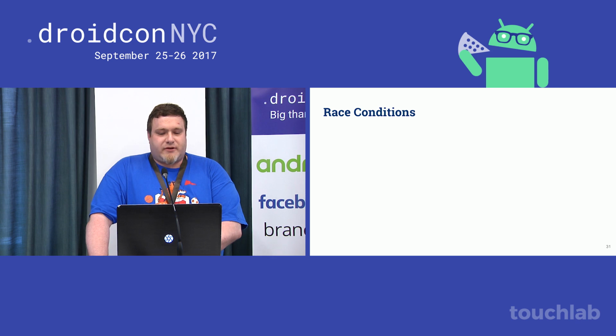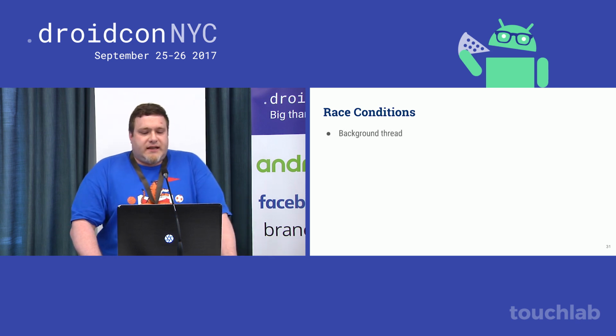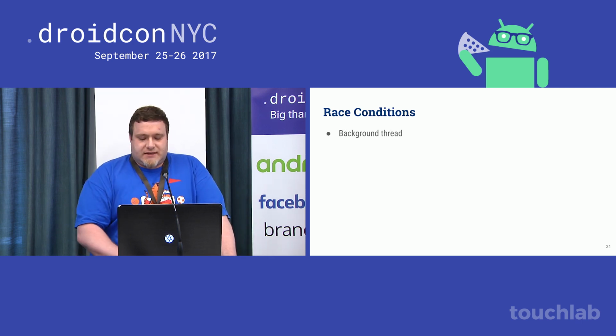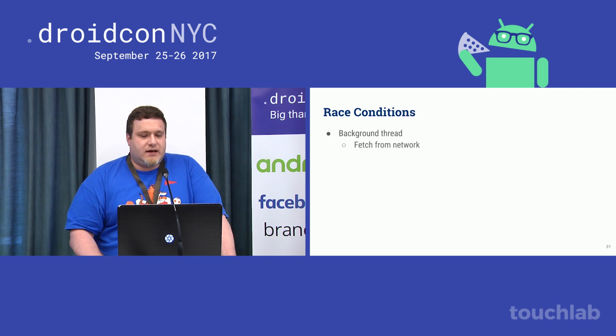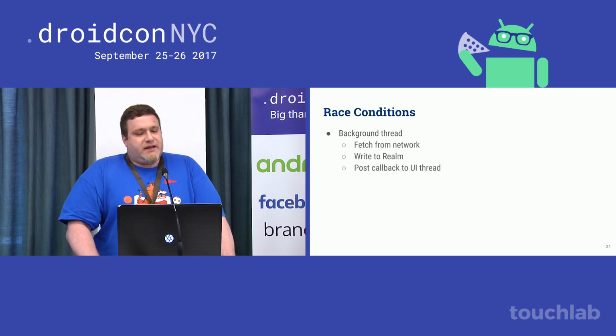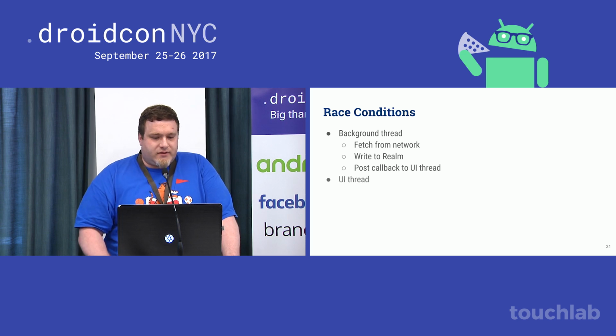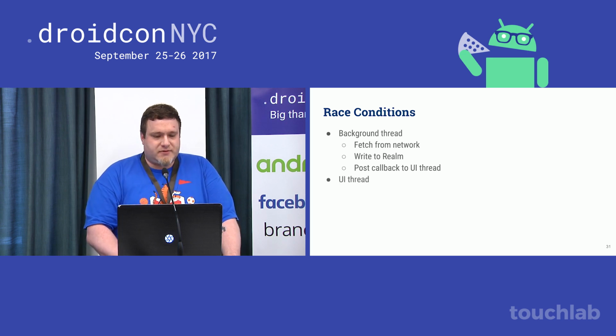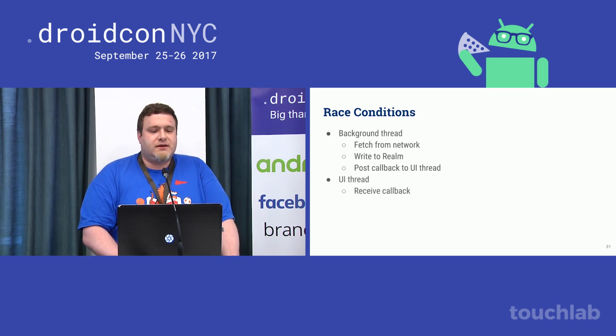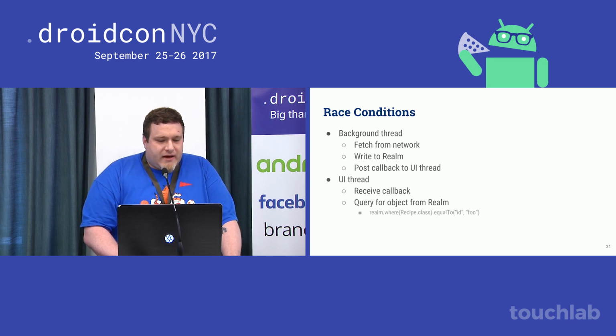So let's assume that we have a background thread, right? And the background thread is going to do some basic operations. It's going to fetch a recipe from the network. It's going to write the object to Realm, and then it's going to post a callback to the UI thread. So over in the UI thread, we're going to do a few more things. We're going to receive the callback, and then we're going to look for the object in our Realm instance.